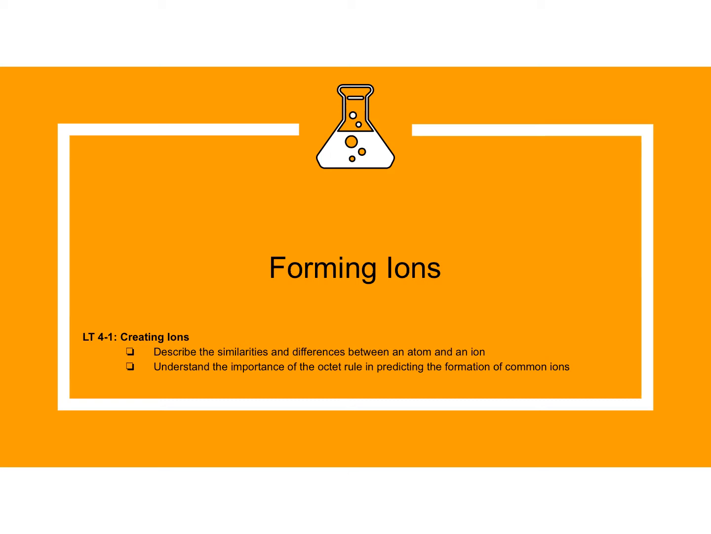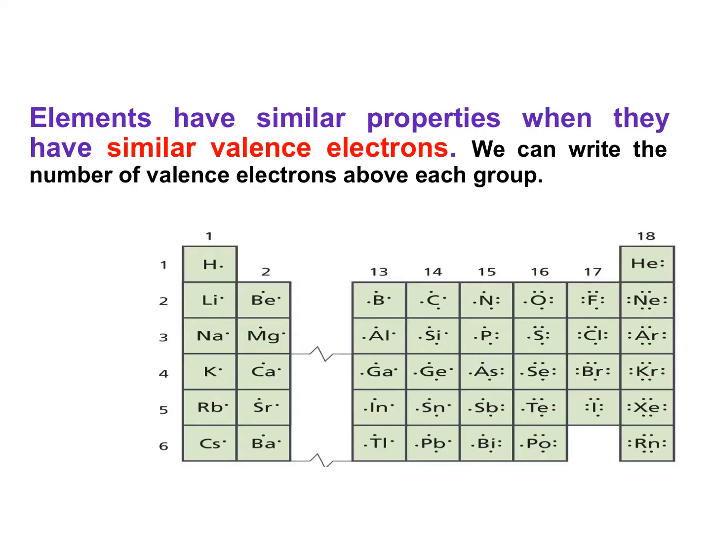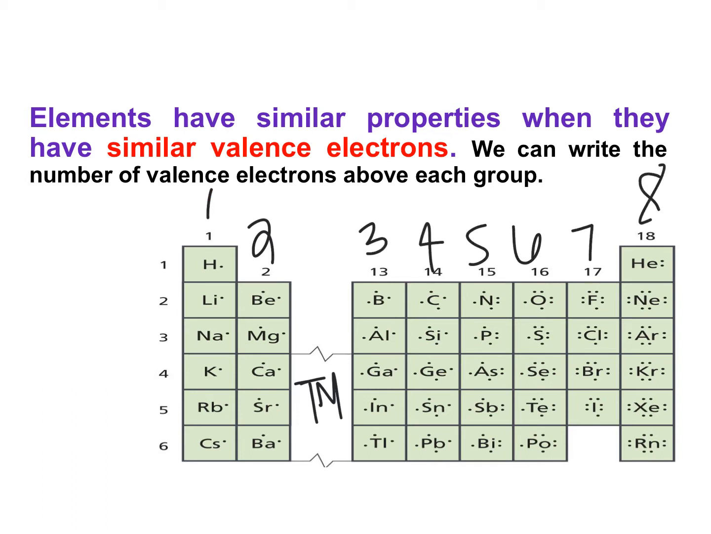All right, so we are moving into our content for Unit 4, starting off with Learning Target 4-1, creating ions. We have our two learning goals here. Now, something we already know is that elements have similar properties when they have similar number of valence electrons. So what we've done here is we've cut out the transition metals, and we can write the number of valence electrons above each group. We've got 1, 2, 3, 4, 5, 6, 7, and 8.